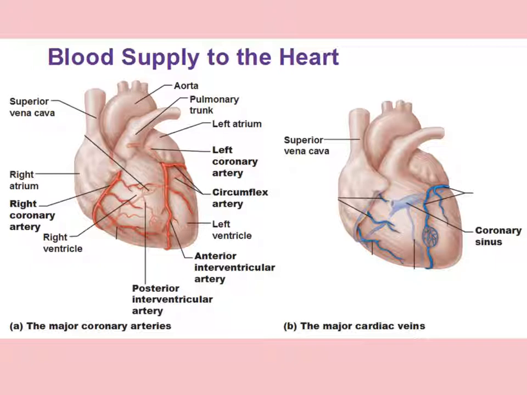So the aorta is supplying the rest of the body, but the heart itself needs a blood supply because the heart is a very busy muscle. It is continually beating, and so it needs to have its own blood supply that's providing the oxygen and taking away the waste products and the carbon dioxide.